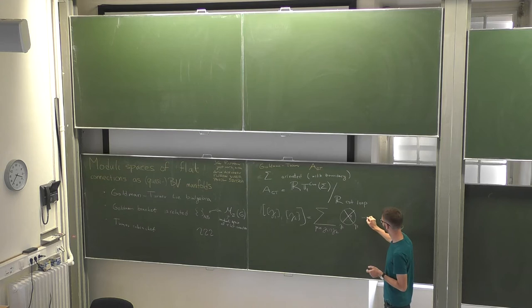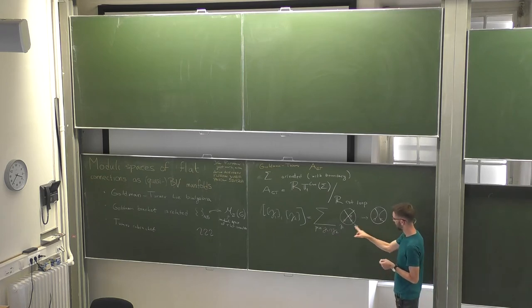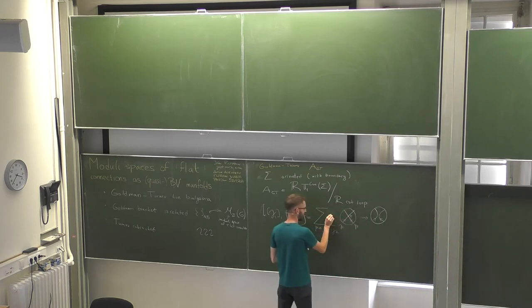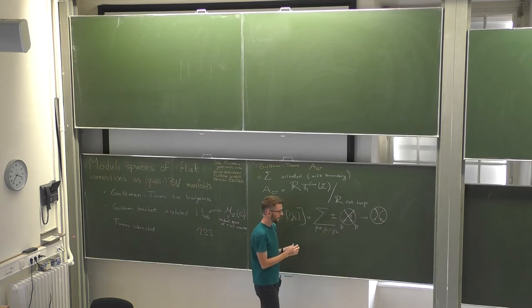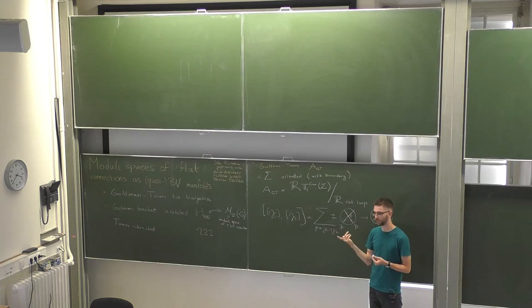So what you do, you replace such a picture with such a picture. Sorry, they should all be oriented. And with this orientation, you also add a sign, plus or minus. The first one gives you a tangent vector here, the second one gives you a tangent vector here, and you look whether these two tangent vectors give you the positive or the negative orientation with respect to the orientation of the surface.